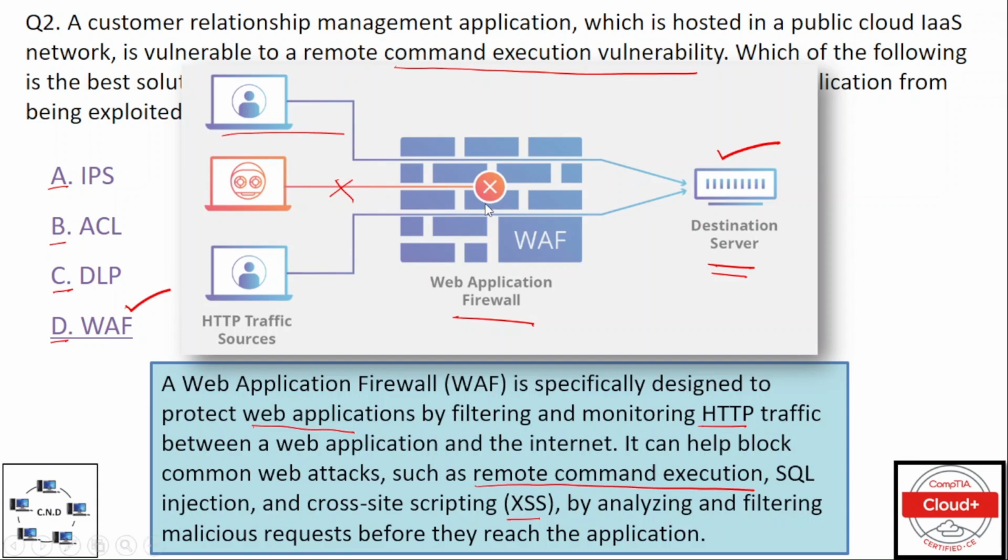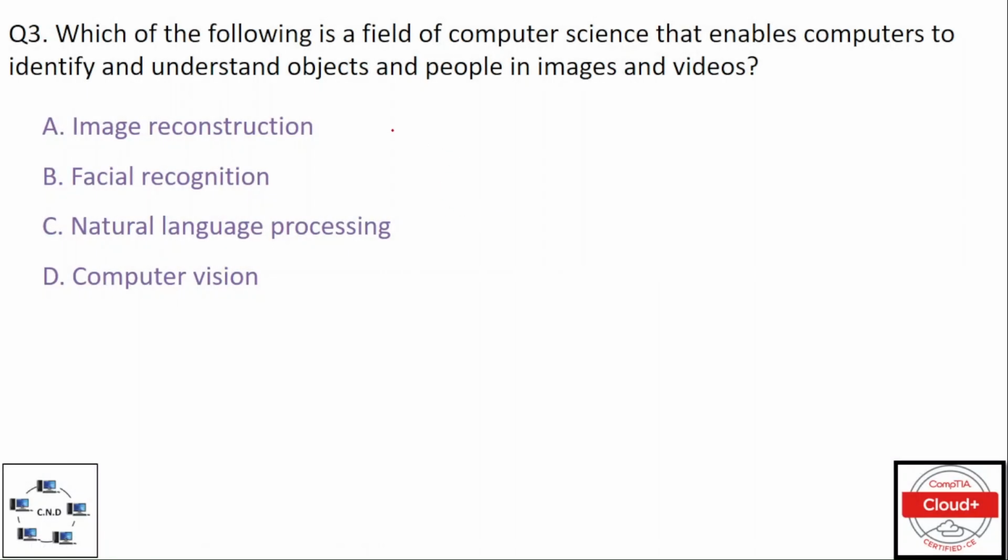Question number 3. Which of the following is a field of computer science that enables computers to identify and understand objects and people in images and videos? And the options are option A, image reconstruction, option B, facial recognition, option C, natural language processing, and option D, computer vision.